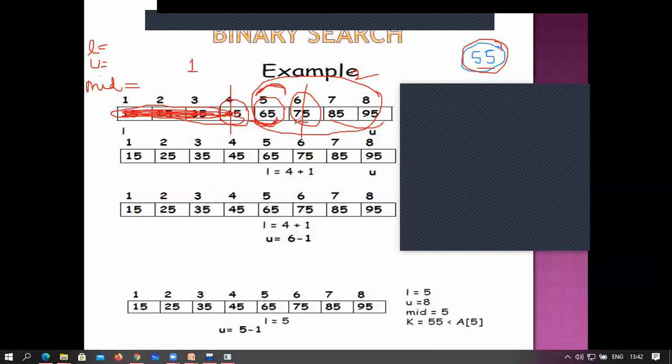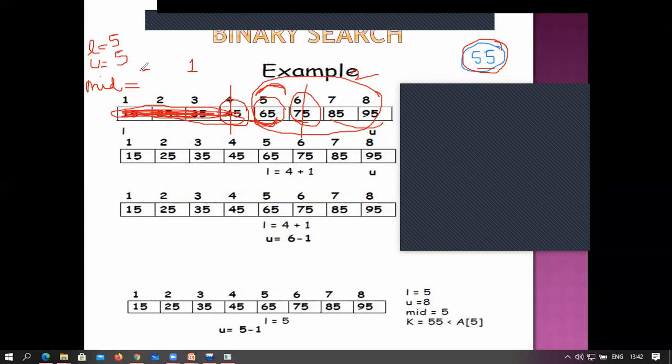Yes, and remember one thing, whenever you are going to the left side, the lower bound will remain the same. Previously it was 5, now also it will remain 5, but the upper bound will change. What will the upper bound become? Mid minus 1. So the upper bound: mid is 6, so 6 minus 1 is 5. Okay, both lower and upper bound are 5.